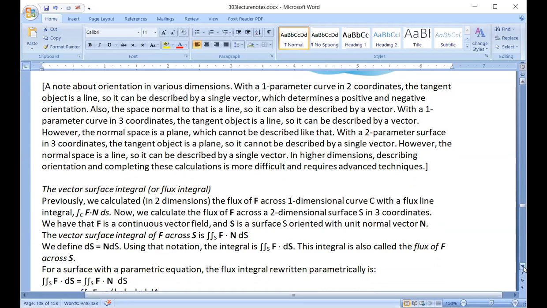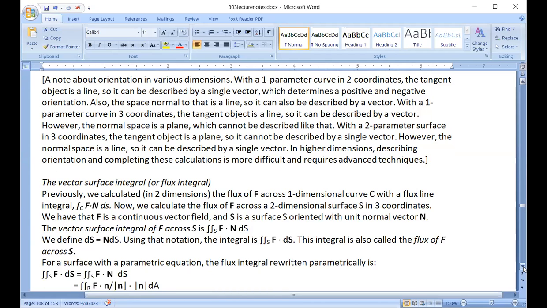Well, we know that the double integral over the surface of F dot dS, by our definition, is just the double integral over the surface of F dot n dS. But we know what dS is. We know that regular dS is the magnitude of n dA. And we also know that the unit normal vector is the normal vector divided by its magnitude. Well, look what we have. We've got divided by the magnitude of n times the magnitude of n.